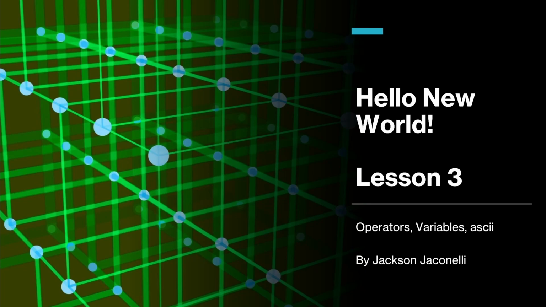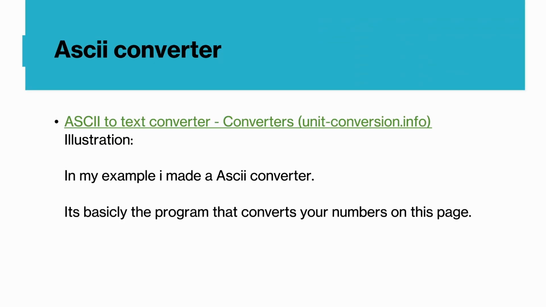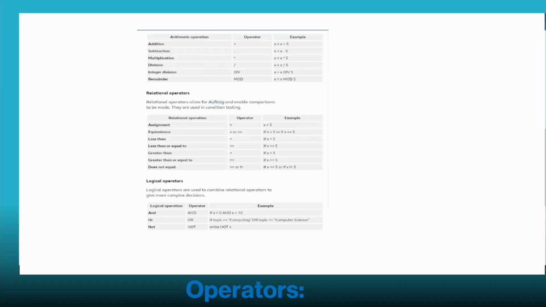And we're just going to be talking about operators, variables, and the ASCII table. So first, I want to show you an ASCII converter. I'm going to show an example of an ASCII converter of a program I made. And we're going to go into this link, and that's actually what I made. What's behind the scene, or what you say. So it's basically the program that converts your numbers on this page. And then we're going to talk about operators.